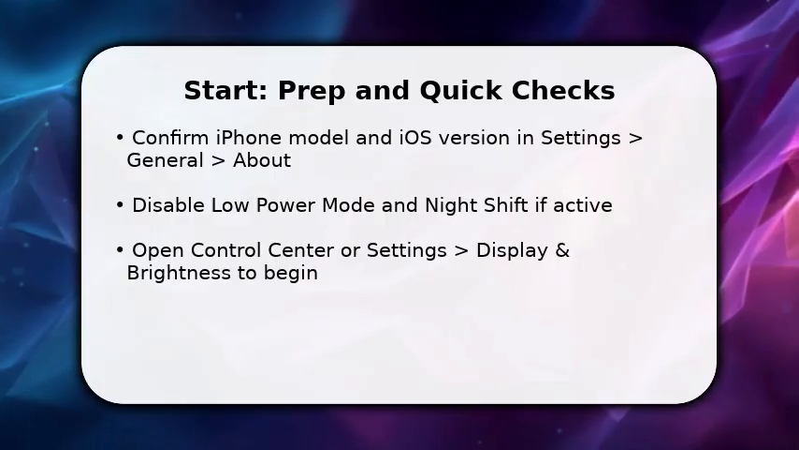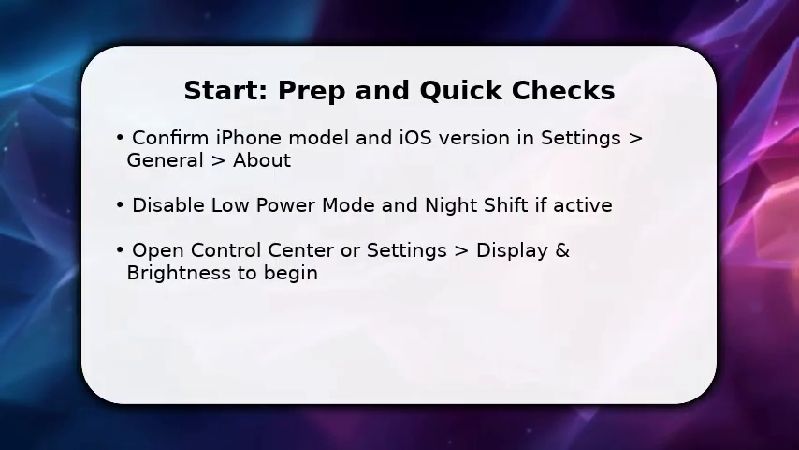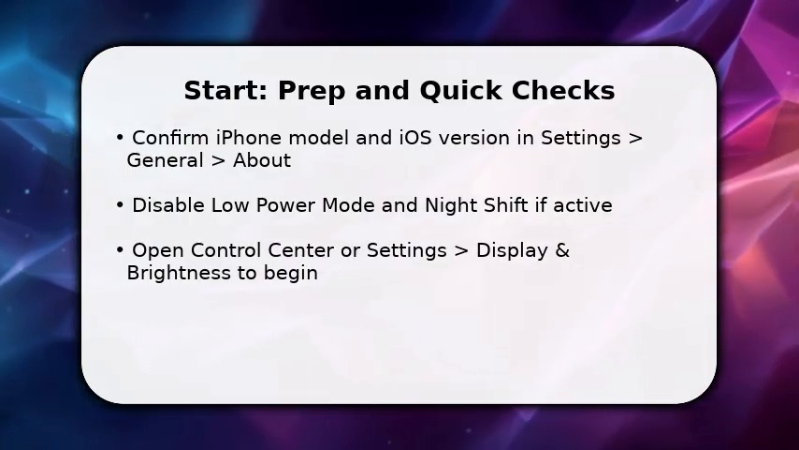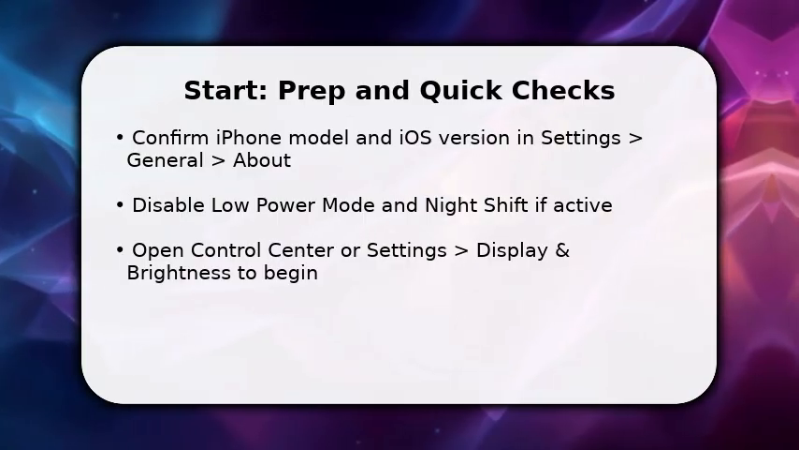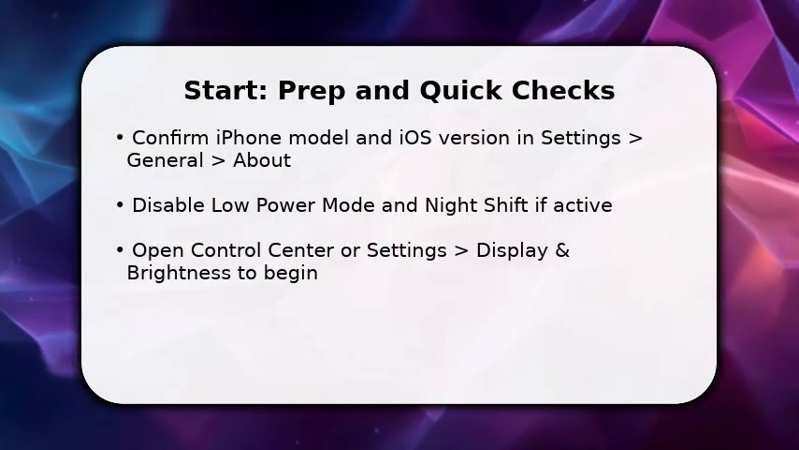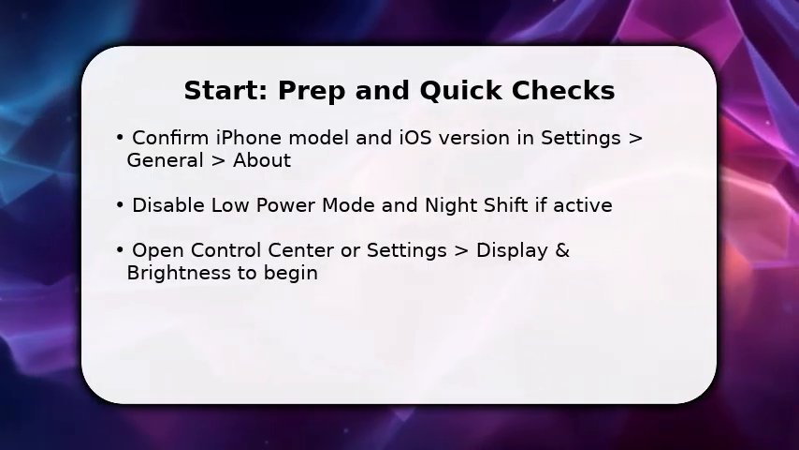Enjoy the video. You begin by confirming your iPhone model and iOS version so you know which controls appear. Once done, turn off low power mode because it limits maximum brightness. Next, make sure night shift and true tone are disabled if you need accurate brightness levels.